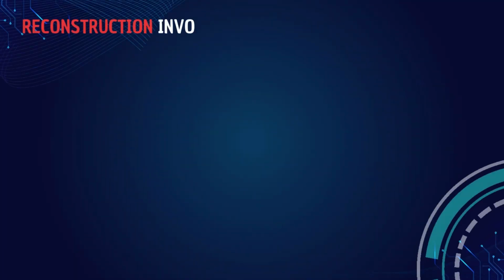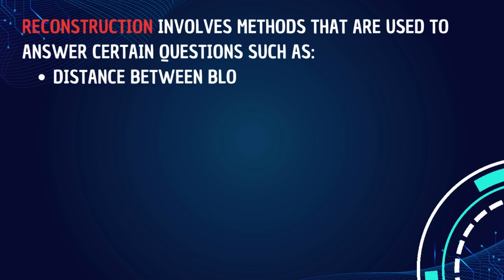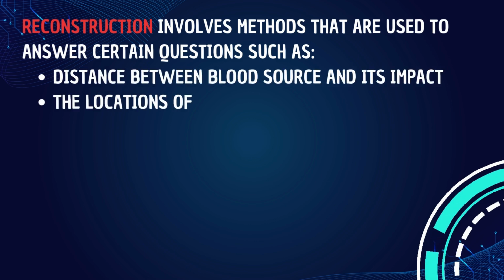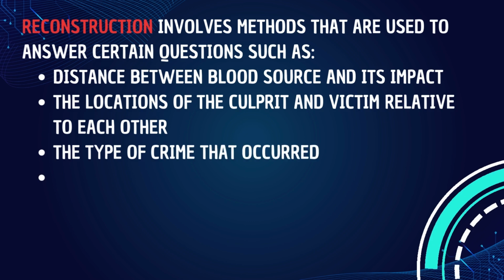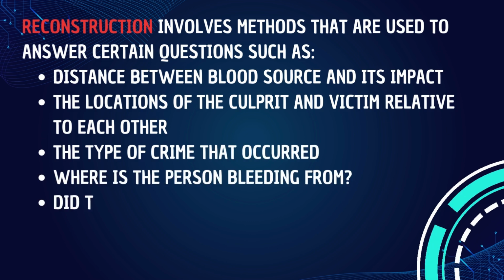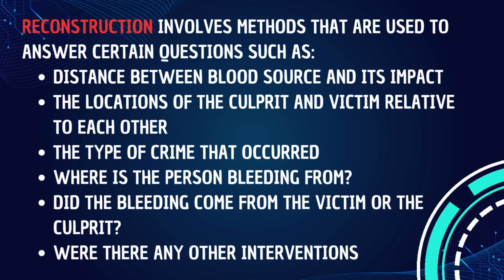Reconstruction involves methods that are used to answer certain questions such as the distance between the blood source and its impact, the locations of the culprit and victim relative to each other, the type of crime that occurred, where the person is bleeding from, did the bleeding come from the victim or the culprit, and were there any other interventions?